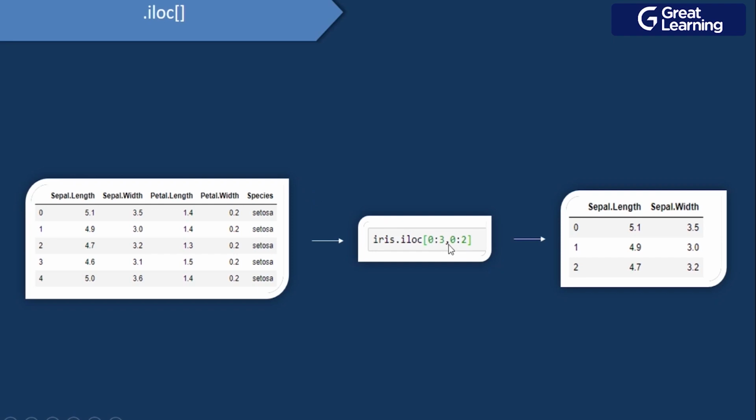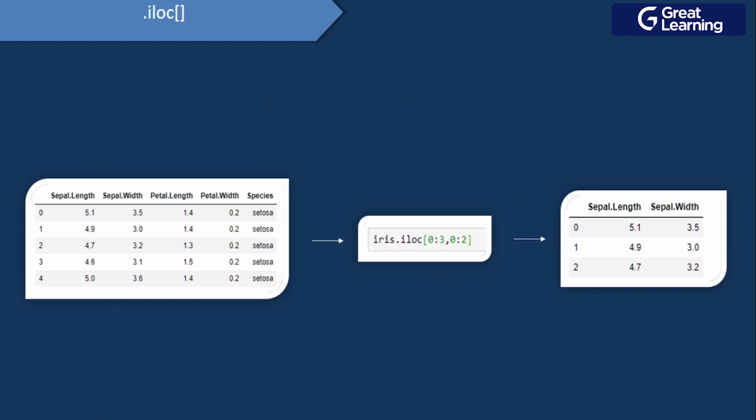And over here, as you see, I have a comma. The left side of the comma indicates all of the rows, and the right side of the comma indicates all of the columns. So from this entire iris data frame, I am extracting the first 3 records. The rows would be 0 to 3, and 3 is exclusive over here. That is why I'll have the records where the index values are 0, 1, and 2. Similarly, the columns would be 0 to 2, which means the column at index 0, which is sepal length, and the column at index 1, which is sepal width. 2 again over here is exclusive.